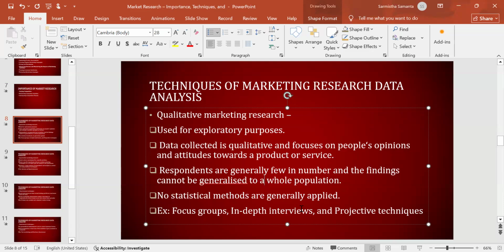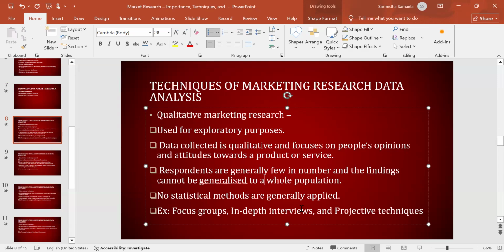There might be a few gaps, but the market research team will try to minimize that gap. No statistics are involved, I already told that. And what are its types? Like focus group, in-depth interviews, projective techniques.